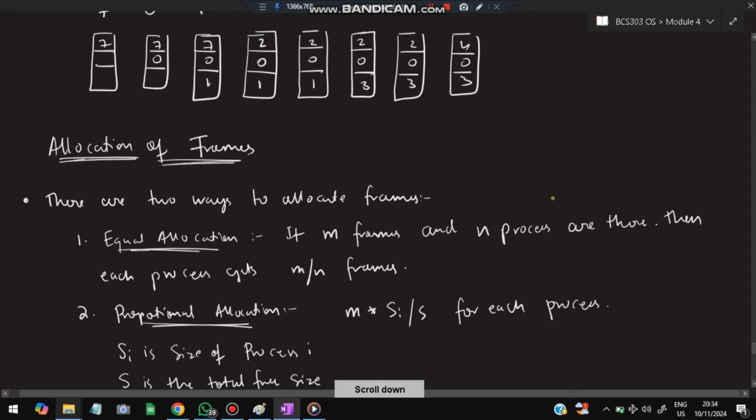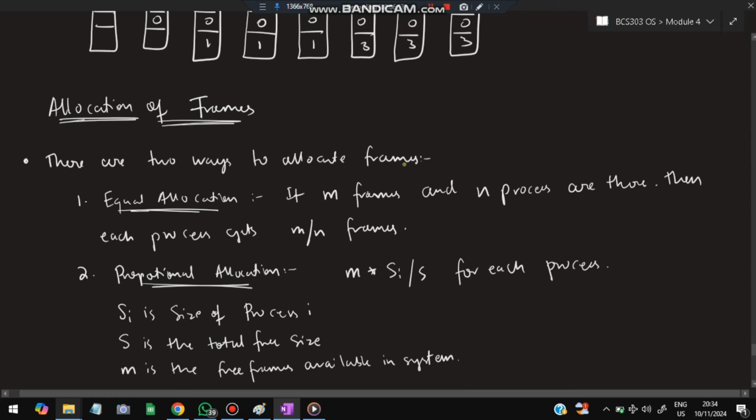Moving on to the next topic, we have allocation of frames. There are two ways to allocate frames. See, frames are present and these frames are to be allocated to processes. This is for P1, this is for P2 and so on. How will we allocate these frames? How many frames are to be given to each process?